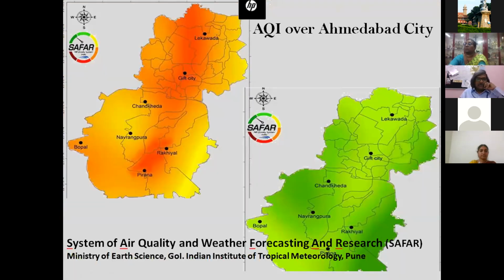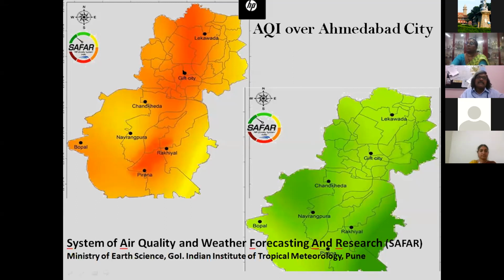Coming to Indian examples, this is the data I have downloaded from the Ministry of Earth Sciences, Government of India, Indian Institute of Tropical Meteorology, Pune. They have a research center called the System of Air Quality and Weather Forecasting and Research, SAFAR. They analyze the air quality index over Ahmedabad city. You can see over a period of time the air quality index in Ahmedabad city. The previous picture was the city map, and now this is the present status, where you can see a clear air quality index over the city of Ahmedabad.